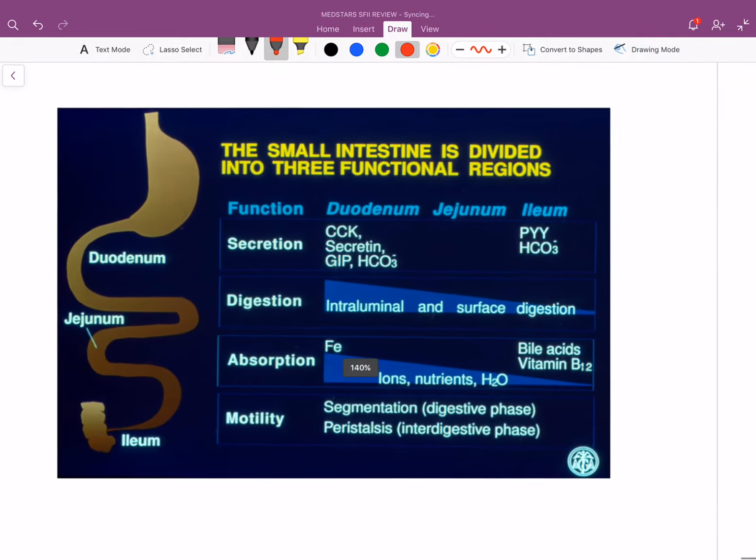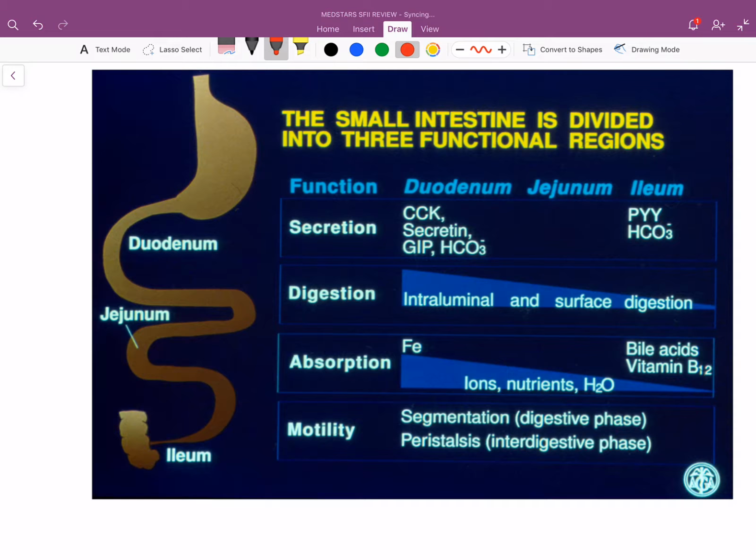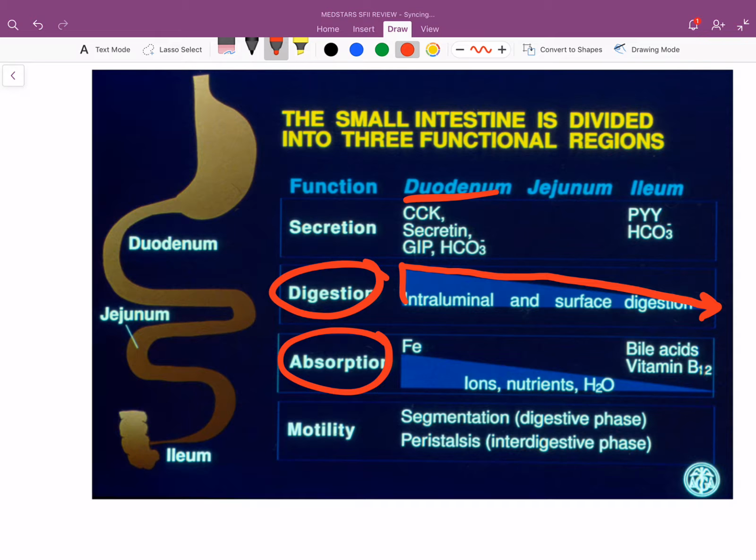So now we're going into absorption here. We talked about digestion, and the enzymes acting on our proteins, our fats, and our sugars, carbohydrates. So where is absorption taking place, right? We know that digestion occurs more in the duodenum. This graph shows that digestion kind of goes down as you go along. Absorption occurs more at the duodenum, and you can see that it starts to go down as you go to the ileum.